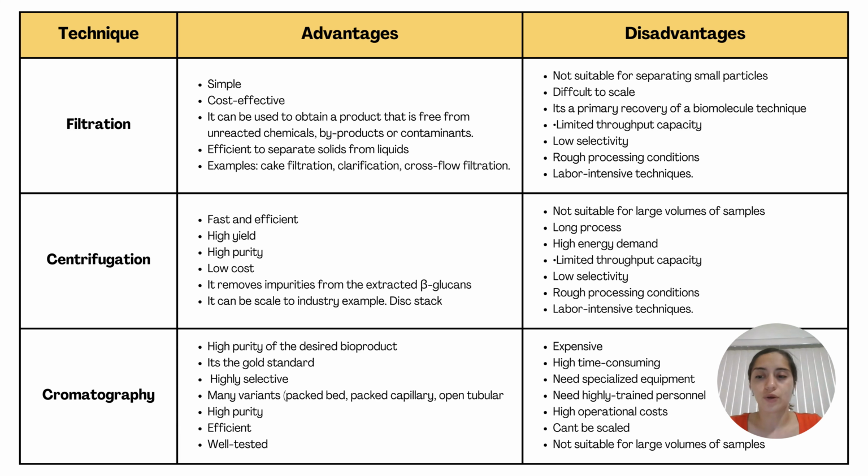And for chromatography, we can see that it has a high purity of the desired byproduct. It is the gold standard, has high selectivity, has many variants, and high purity, is efficient and well tested. But some disadvantages are that it's expensive, highly time consuming, and needs specialized equipment and trained personnel. It has high operational costs. It can be scaled but is not suitable for large volumes of samples.